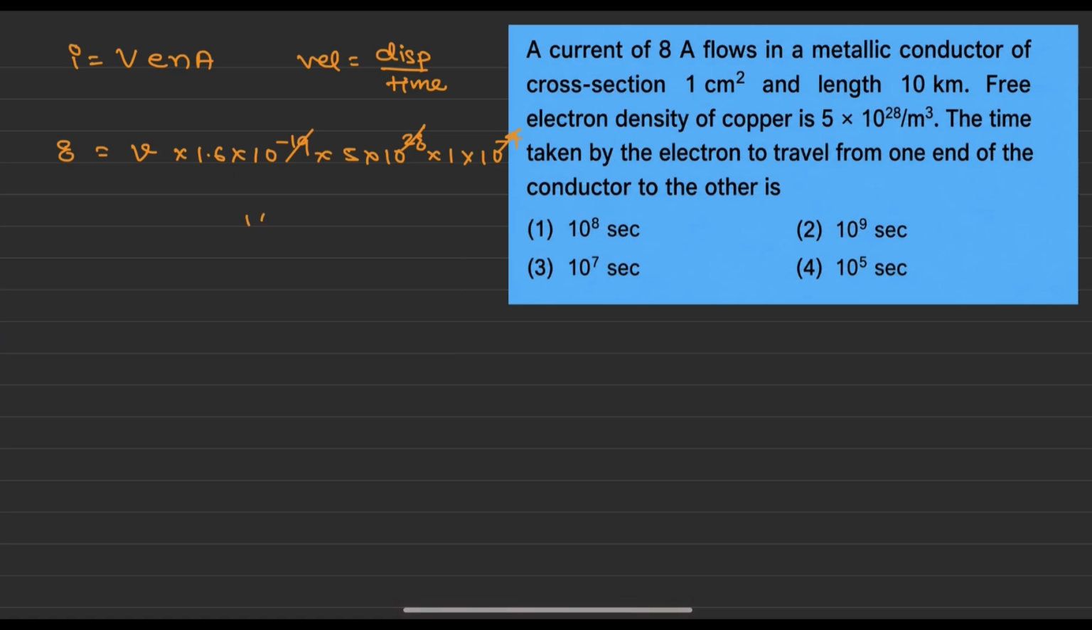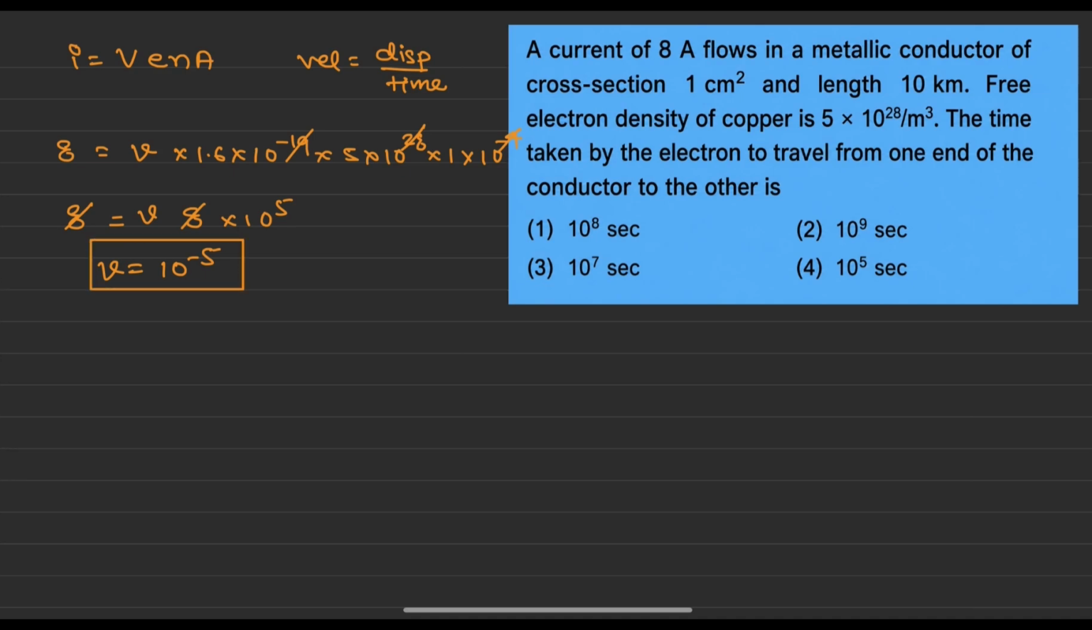What is left in this side? 10 to the power 5. 5 into 1.6 will become what? 8 into V is equal to 8. 8 and 8 will get cancelled out. Drift velocity will come like what here? 10 to the power of minus 5. You got the value of drift velocity.